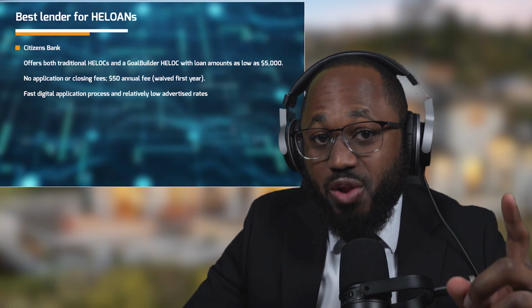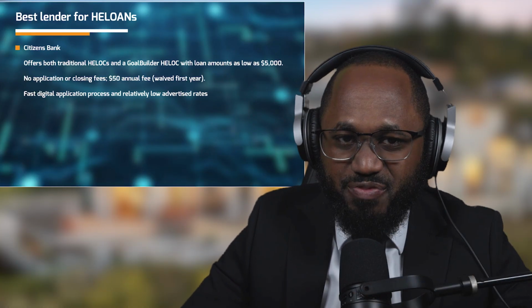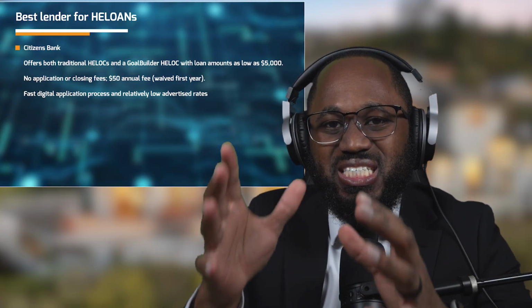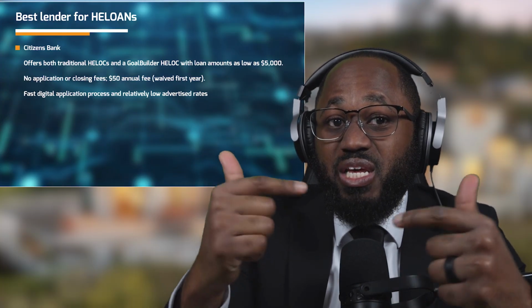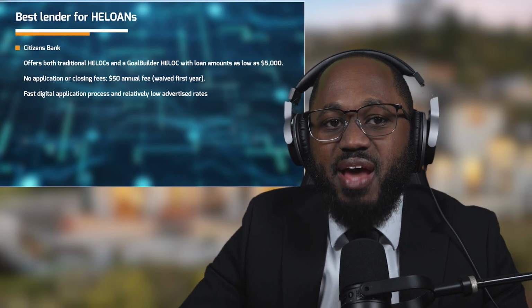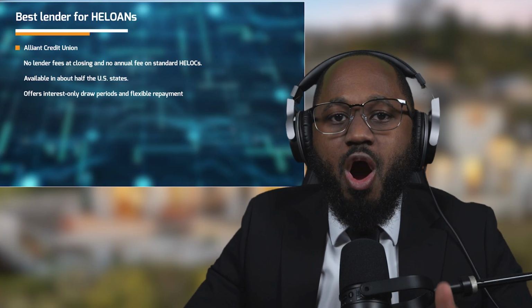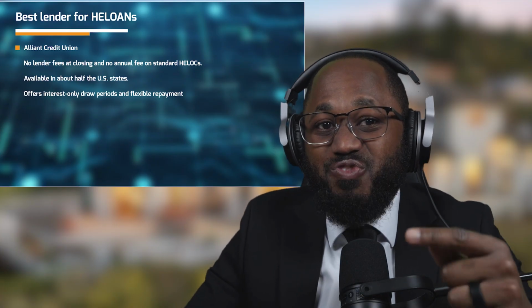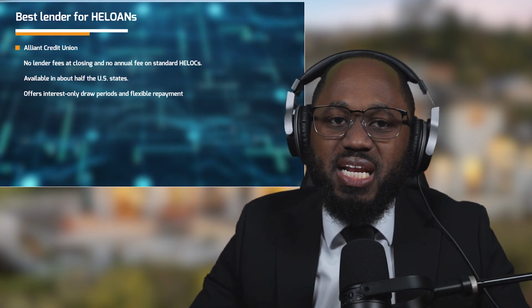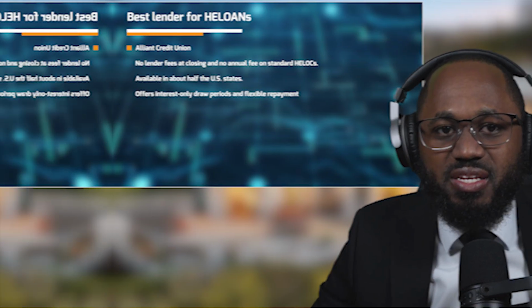Now, here are the best lenders for HELOANs. You have Citizens Bank, no application or closing fees. There's a $50 annual fee, which is waived after the first year. There's a fast digital application process and relatively low advertised rates. Next, we have Alliant Credit Union, which is available in about half of the United States, offers interest-only draw periods and flexible repayment.